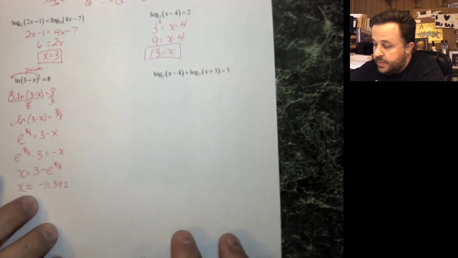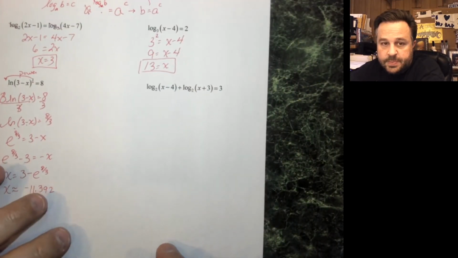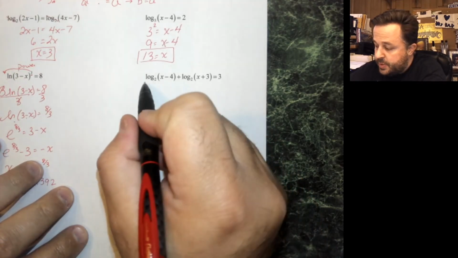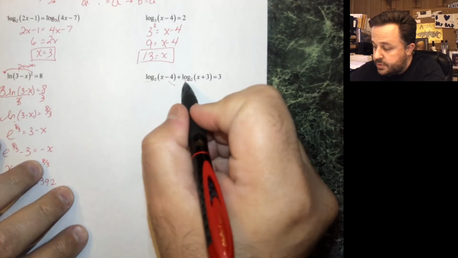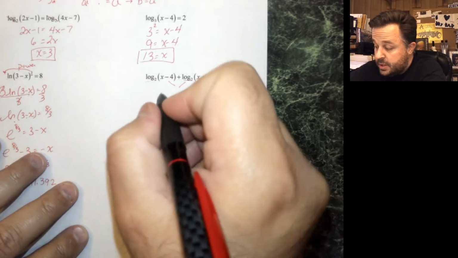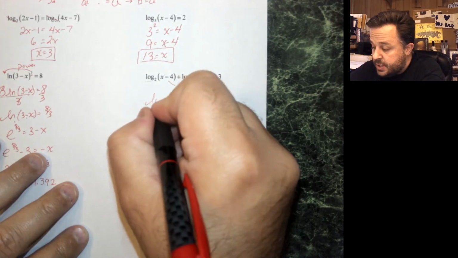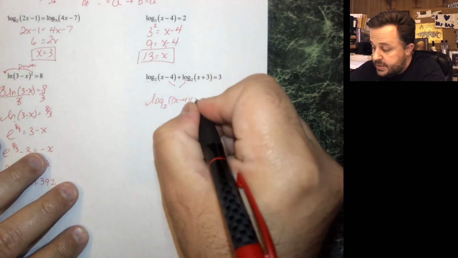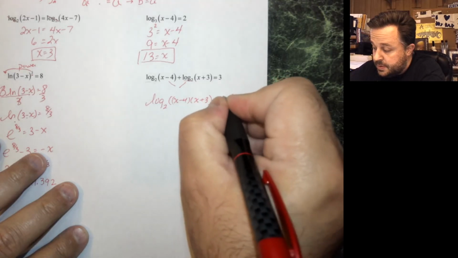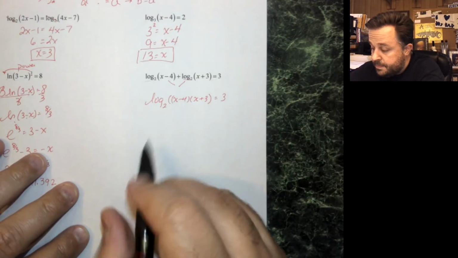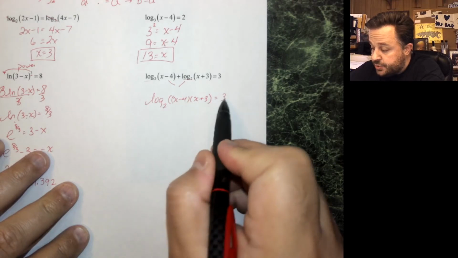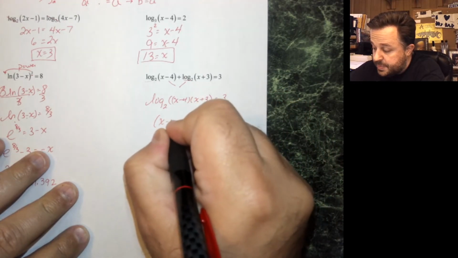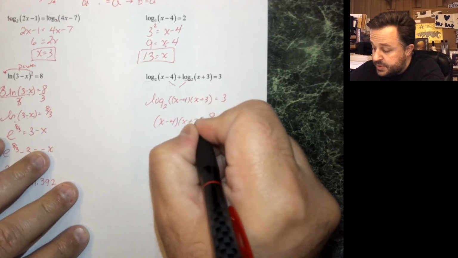And finally, we have another one over here. Log base 2 of x minus 4 plus log base 2 of x plus 3 is equal to 3. First of all, we have two logs here, so we are going to have to combine them, condense them, using our properties of logarithms. So this becomes log base 2 of x minus 4 times x plus 3 equals 3. Now I can rewrite this as 2 to the third, which is 8, equals x minus 4 times x plus 3.